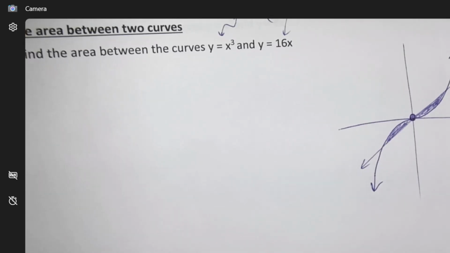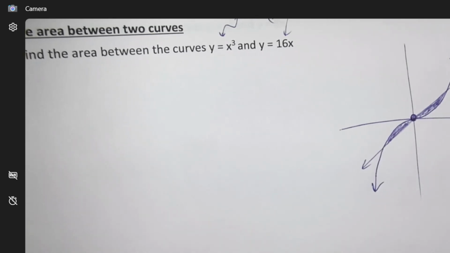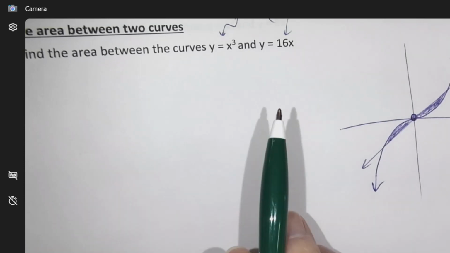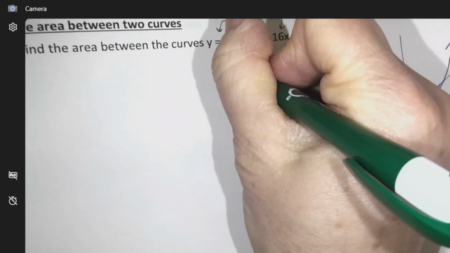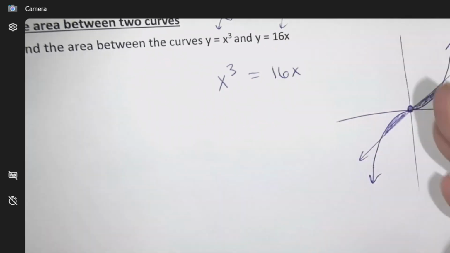Okay, so you don't have to draw every time, but I'm trying to make you get some connections here. Actually, I do make you draw something on the test, so kind of understand your basic shapes. Okay, so what I need to do is I need to figure out where they intersect. So where does this equation equal this equation?